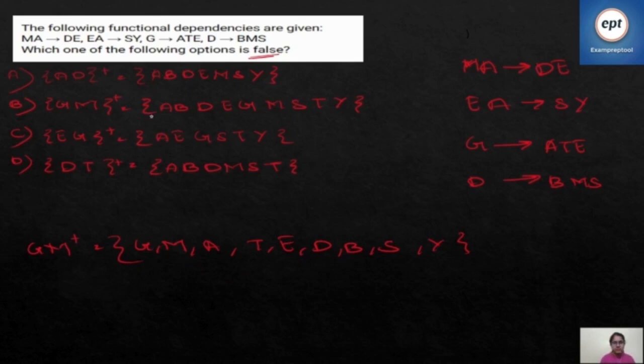Let's check. A is there, B is there, D is also there, E is there, G is also there, M is there, S is there, T is there, and Y is also there. Likewise, you can see that GM is also correct. The attribute closure of GM is also correct. Now let's verify option C.